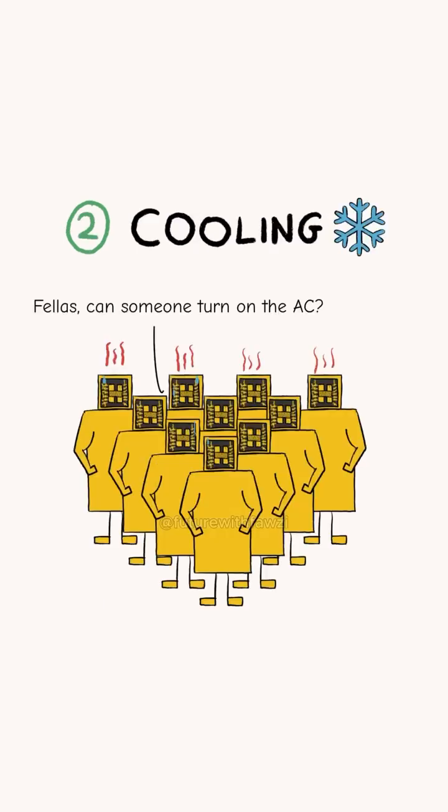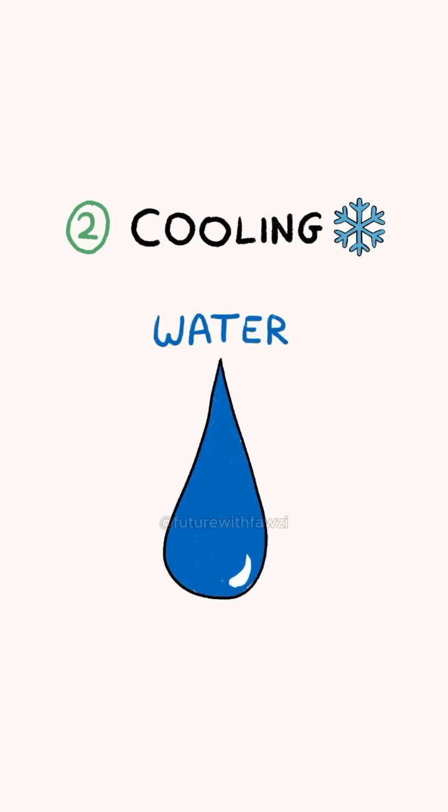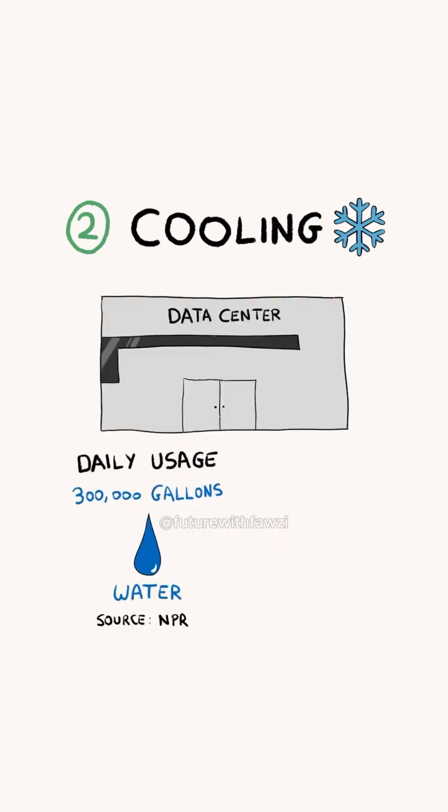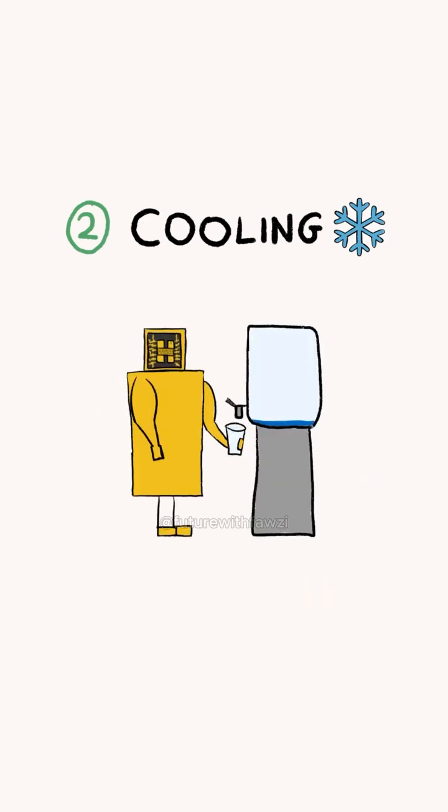Second, they need cooling systems to prevent overheating. Most cooling systems use fresh water, and the average data center consumes 300,000 gallons of water every day, which is equivalent to 19,000 showers. And depending on the cooling method used, data centers may lose some or all of this water and need constant replenishment.